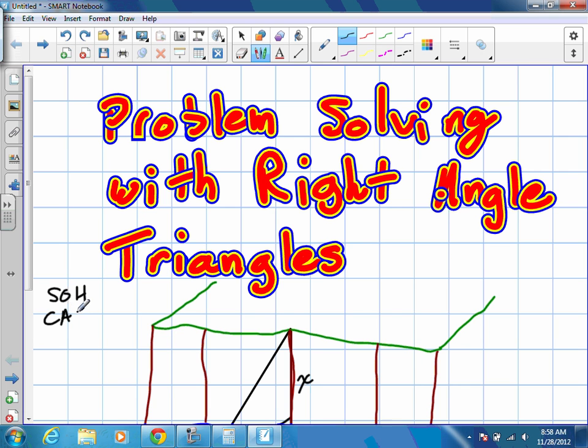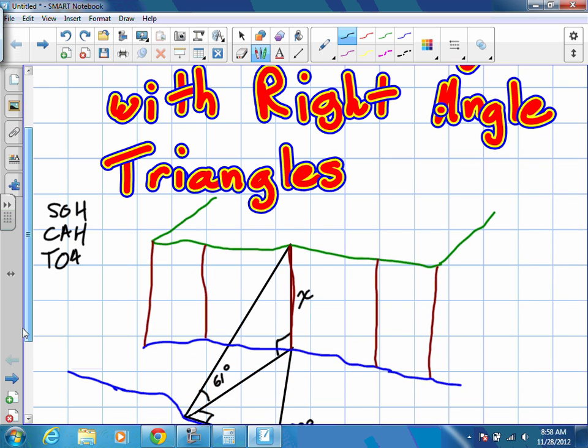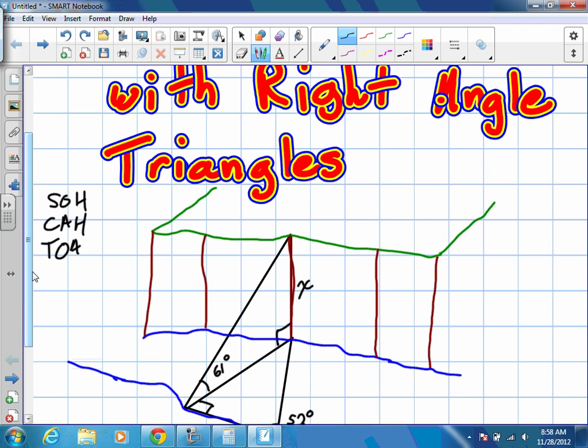Yes, good. So, SOH CAH TOA, and there's also one other one, though we didn't really talk about it. How else, if I have two sides of a right angle triangle, what other formula can we use? Pythagorean theorem, right? We have our a squared plus b squared equals c squared. Don't forget about that. That was one of the questions on the test, was to use that.